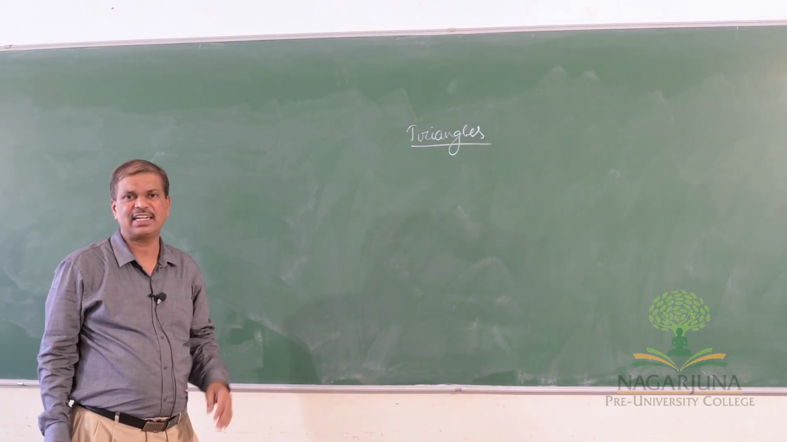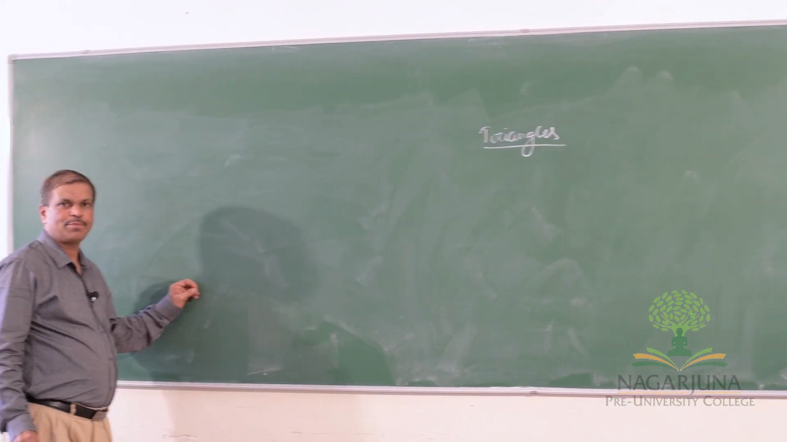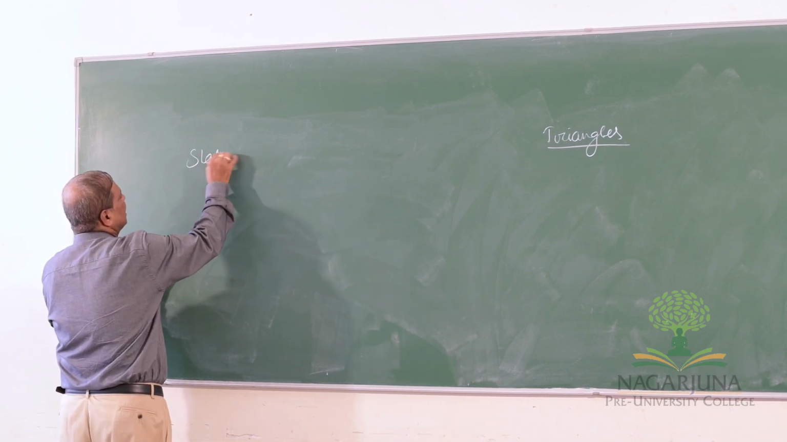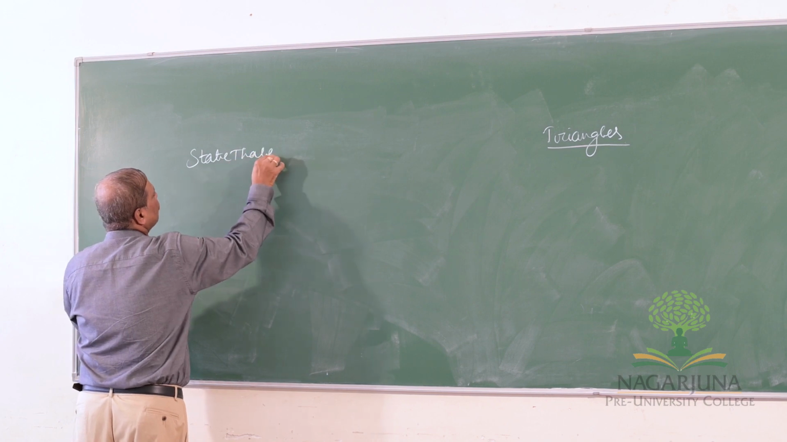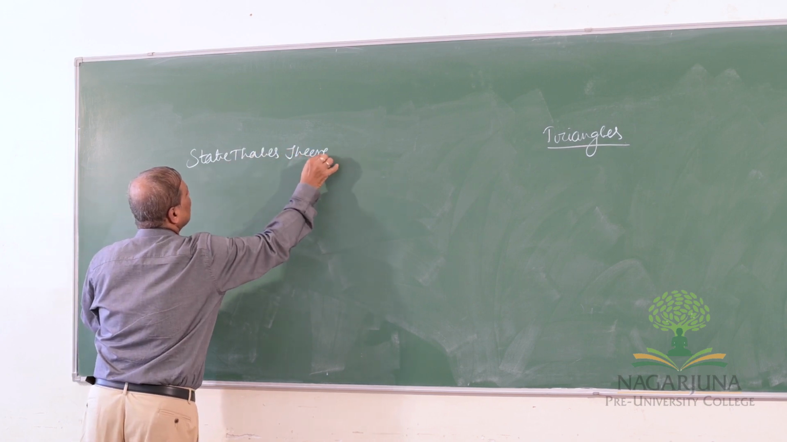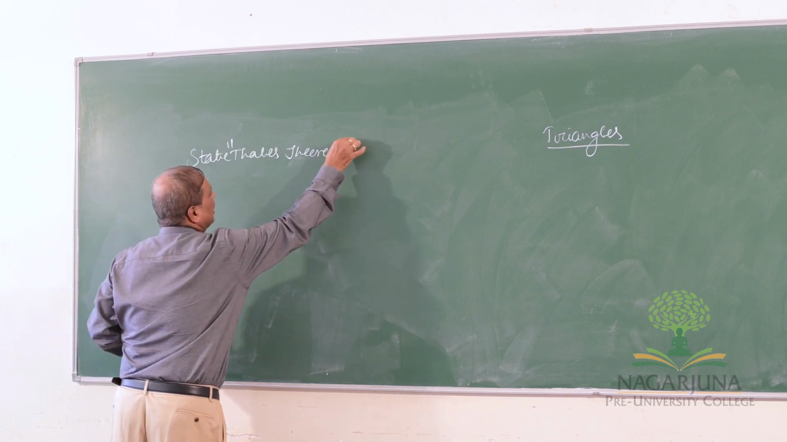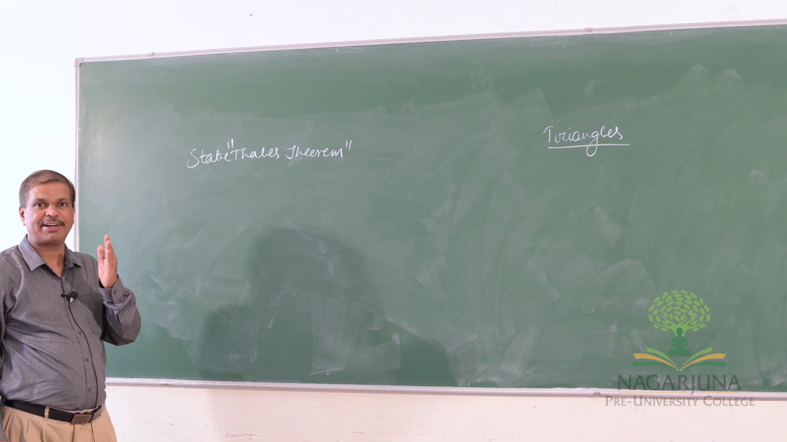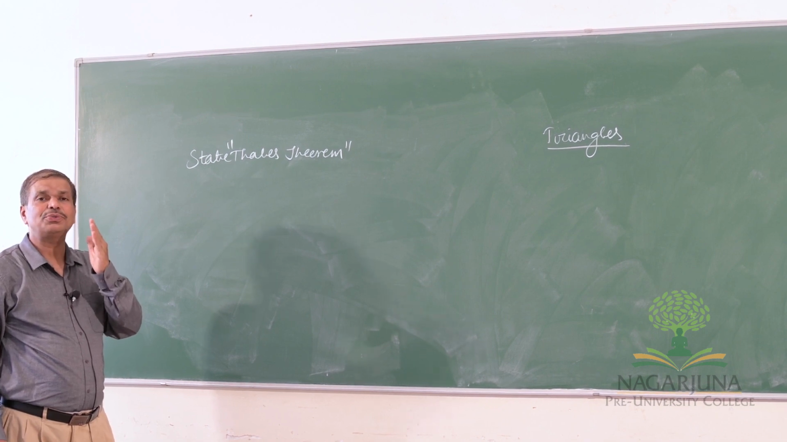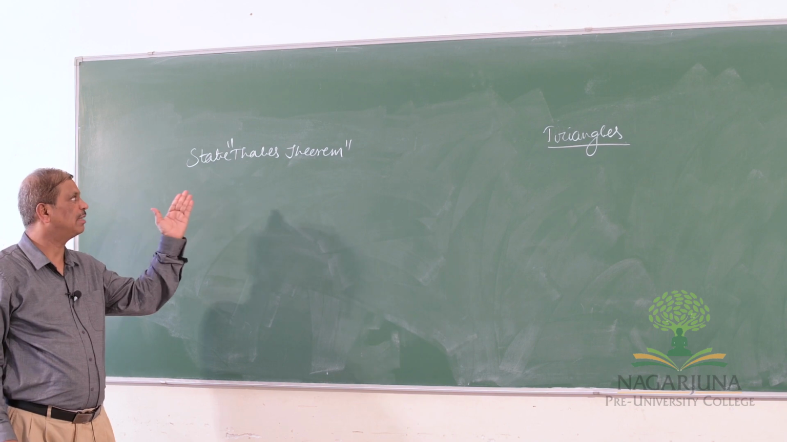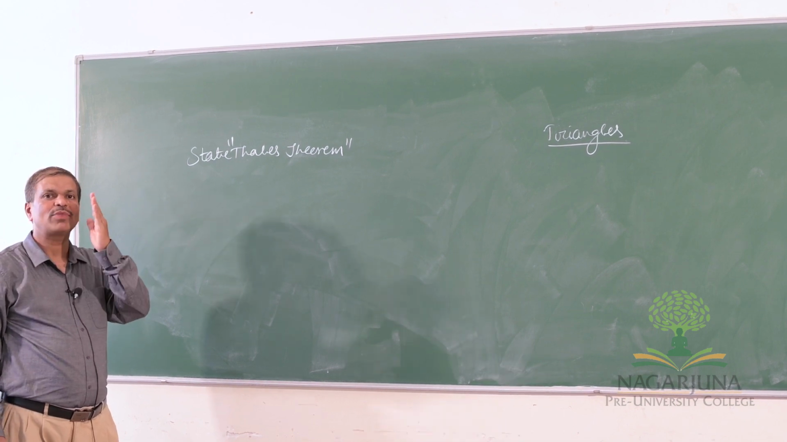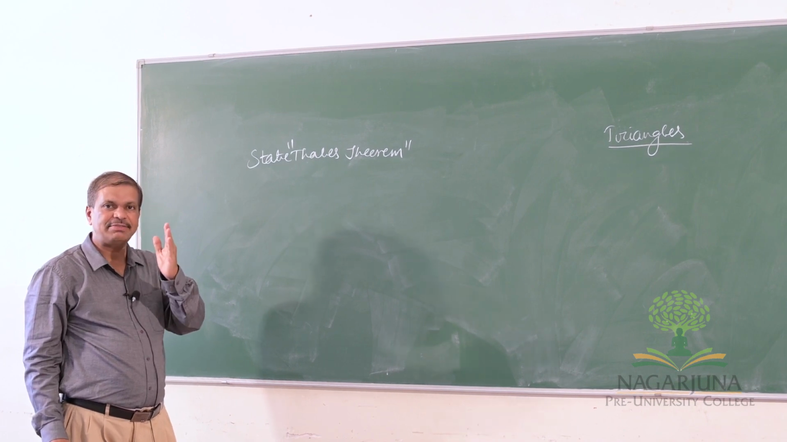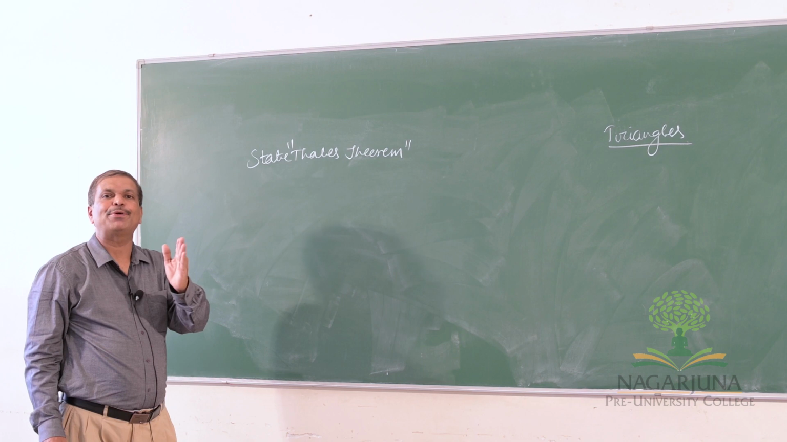Next, triangles. In triangles, one more question will be there. What is that question? State Thales theorem. This is very, very important. What is Thales theorem? It is nothing but: a straight line drawn parallel to any one side of a triangle divides the other two sides proportionally. That is the statement of Thales theorem.